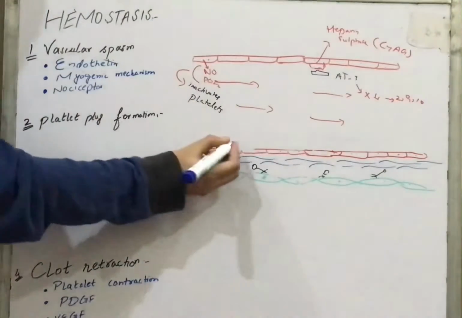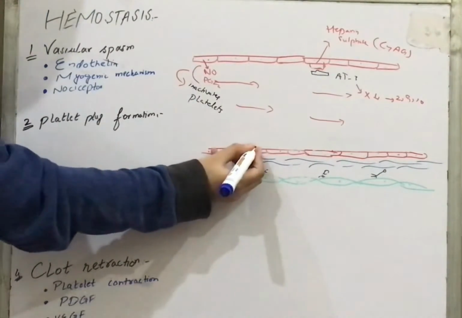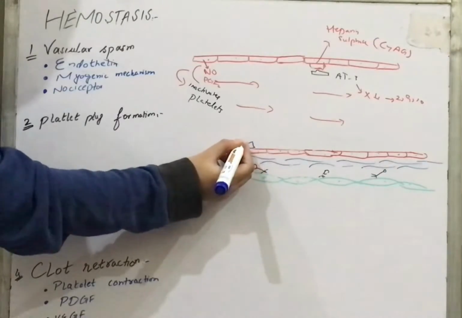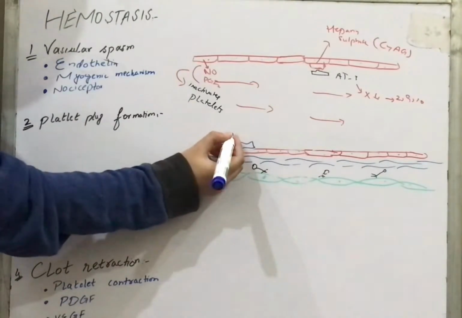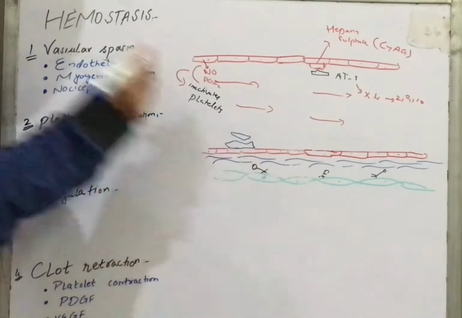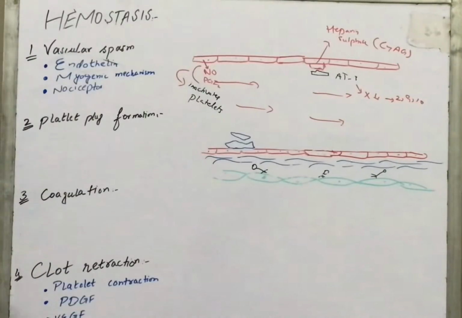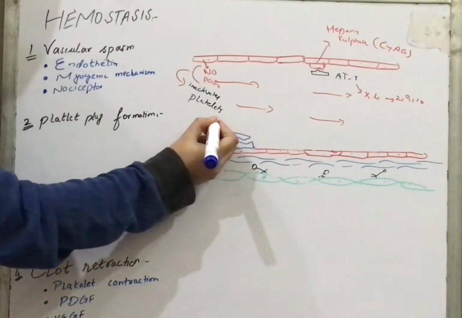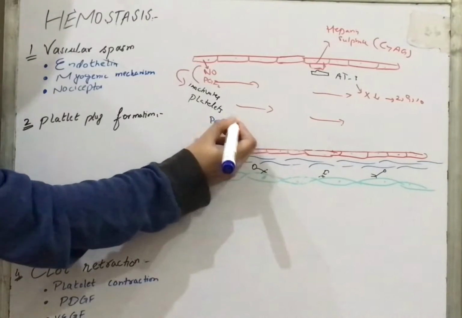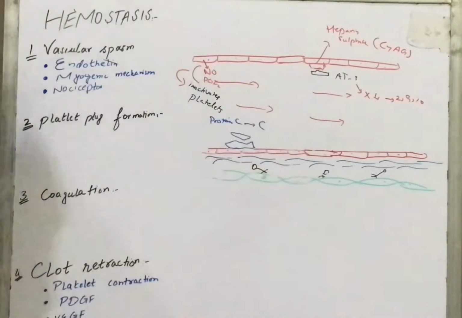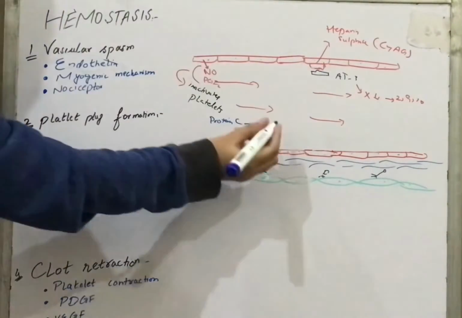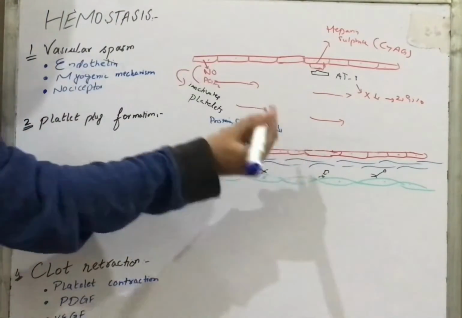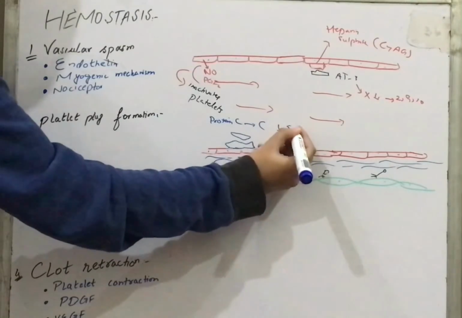On our endothelium is another protein called thrombomodulin. Here is present thrombomodulin, which binds with the thrombin, and now when it binds with thrombin, it converts protein C to its activated form. And now what is the function of protein C? Protein C helps degrade clotting factors 5 and 8.